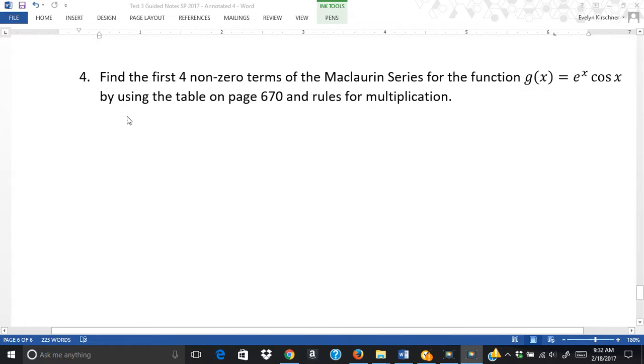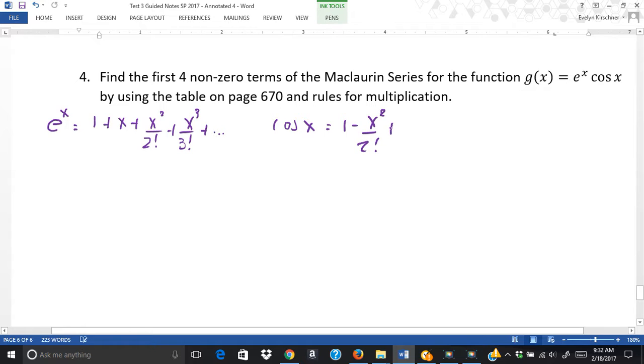I want to find the first four non-zero terms of the Maclaurin series for e to the x times cosine x. We've already looked at both of them in previous examples. e to the x equals 1 plus x plus x squared over 2 factorial plus x cubed over 3 factorial, and so on. And cosine x equals 1 minus x squared over 2 factorial plus x to the 4th over 4 factorial minus x to the 6th over 6 factorial, and so on.